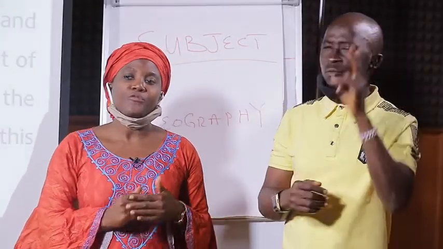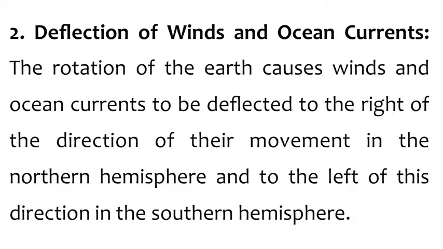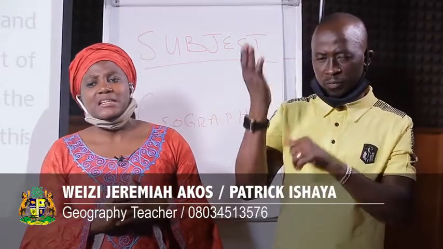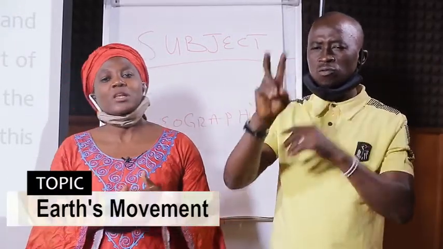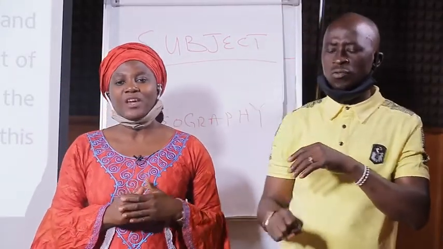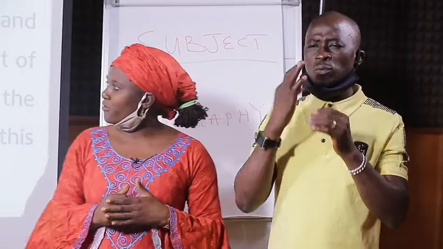The second effect of the rotation of the Earth is the deflection of winds and ocean currents. We said the rotation of the Earth causes winds and ocean currents to be deflected to the right of the direction of their movement in the northern hemisphere, and to the left of this direction in the southern hemisphere. If you remember from our previous lessons on latitude and longitude, we said the Earth is divided into two parts. We talked about the northern hemisphere and the southern hemisphere. So when we mention hemisphere, this is what we're referring to.